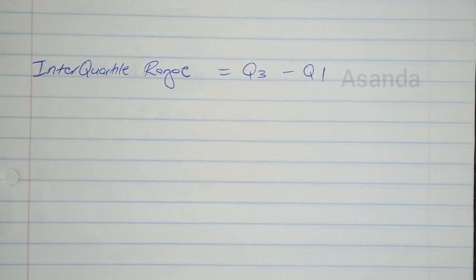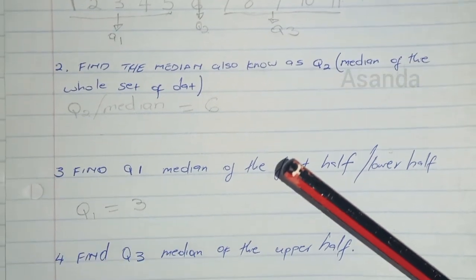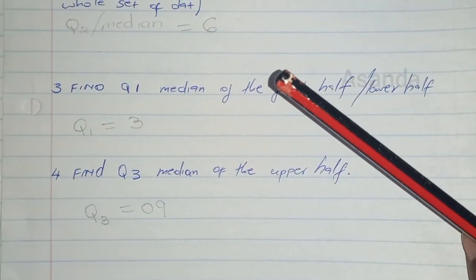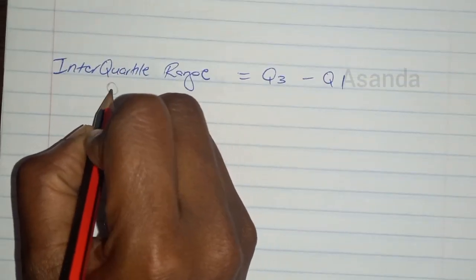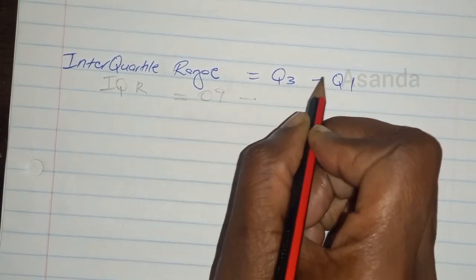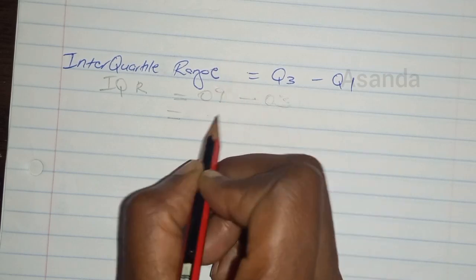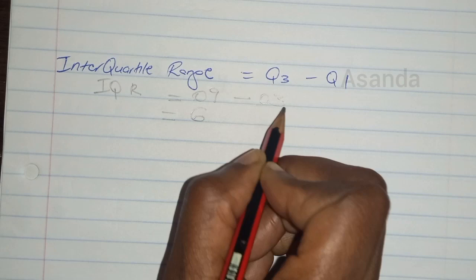Once we've found the quartiles, we can also be asked to calculate the interquartile range, which is calculated as a range but using only the quartiles. In the first example, we used this data to find the quartiles. Now that we have Q1 and Q3, we can calculate it. Q3 is 9, Q1 is 3, and that's all that they're asking for. So the interquartile range is equal to Q3, which is 9, minus Q1, which is 3, which is 6.